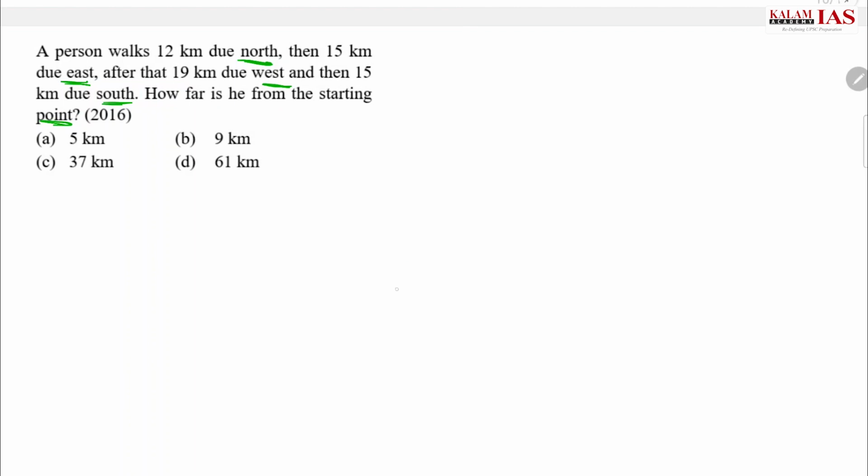So it is said a person walks. Suppose this is the starting point. He walks 12 km north. Then 15 kilometers due east. After that, 19 km due west. So this is the starting point. He goes north 12 kilometers, 15 kilometers east, and after that 19 km due west.